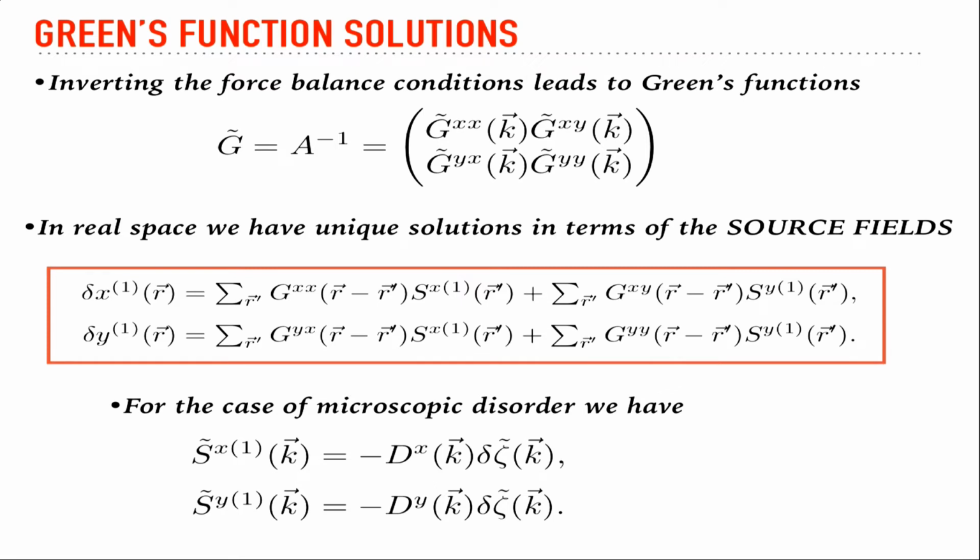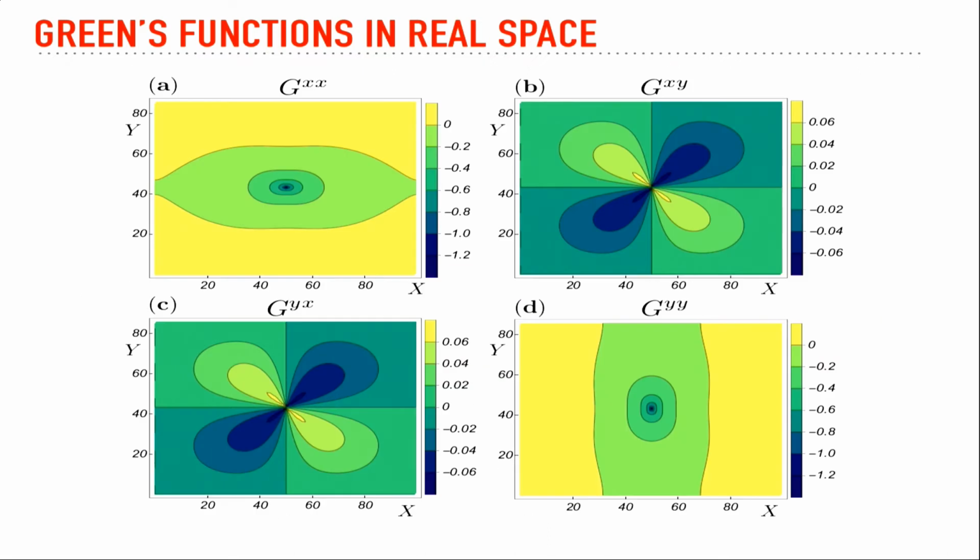And keep in mind that this unique solution has already satisfied force balance. And these source terms that I'm talking about at first order would just be the Fourier transform of this disorder variable at every site, but you can do the same technique at every order and get the solutions. Okay, so that's the end of this large mathematical detour.